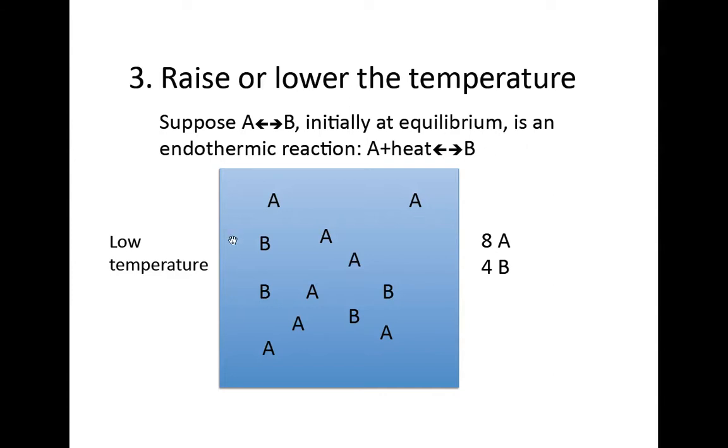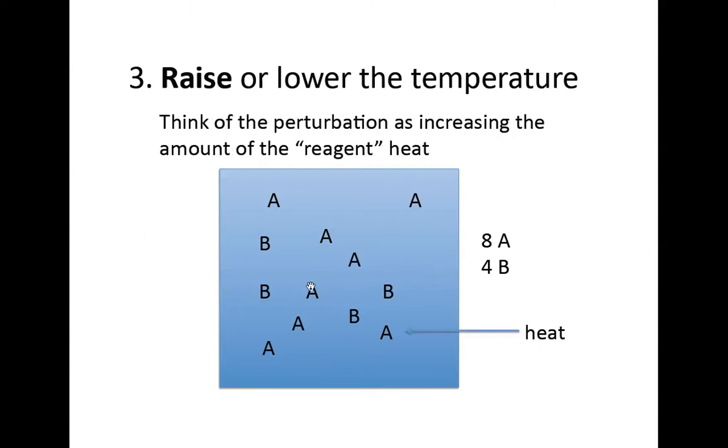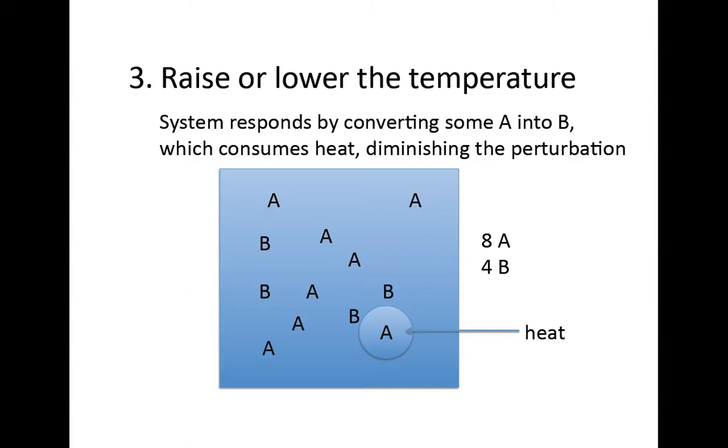So here we have an initial equilibrium configuration. I've got 8 A's and 4 B's. It's at some low temperature. And now we're going to heat it up. Okay, and what's that heat going to do? Well, the system will respond to this perturbation, which is additional heat, by finding a way to reduce or diminish that perturbation. And how can it do that?